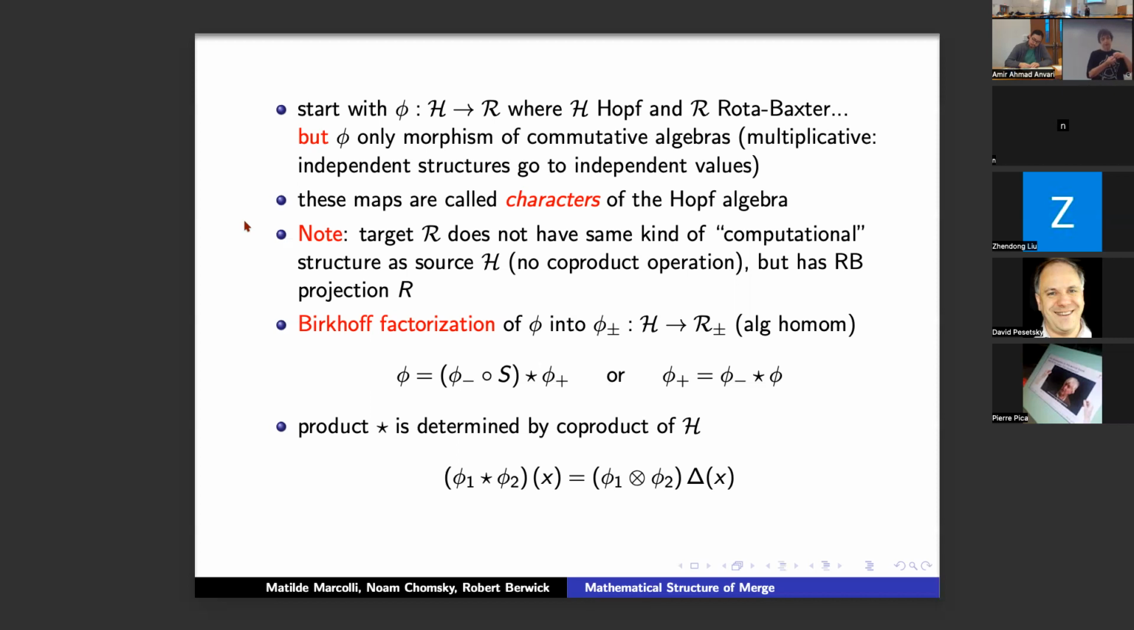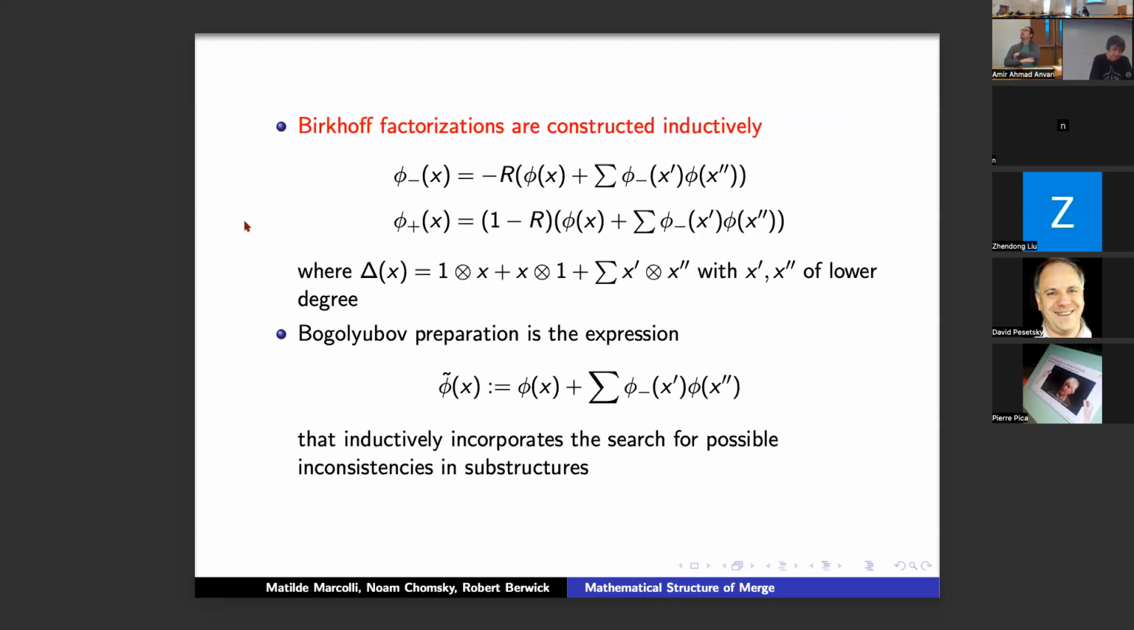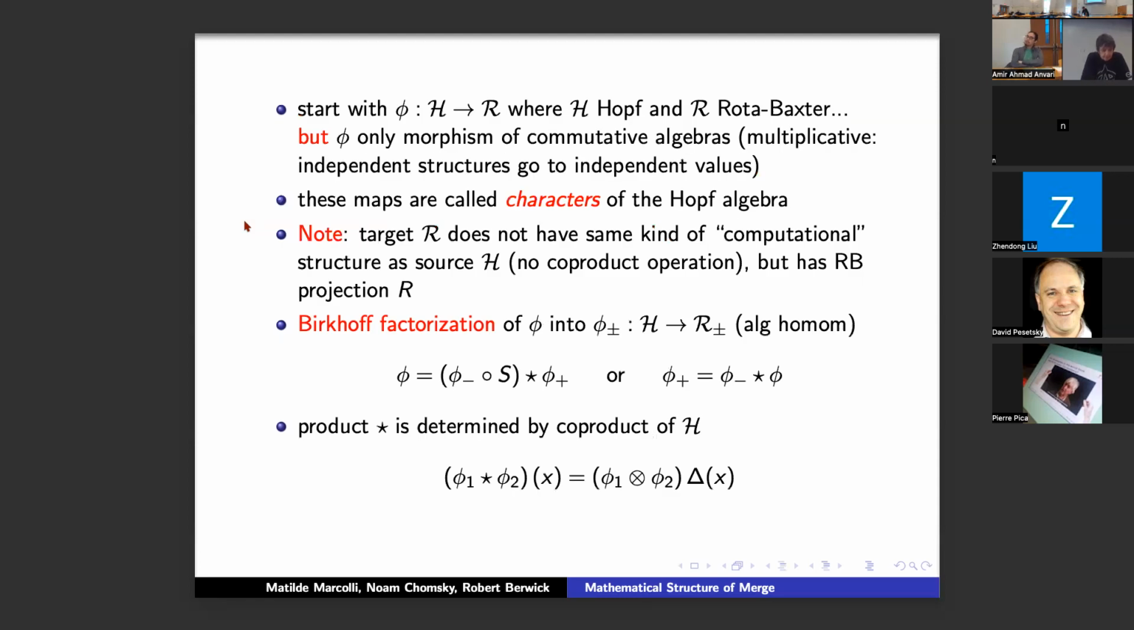You have a map and you want to split it into two parts. This product means that when you take a coproduct in your algebra, this map is really one map acting on one side of the coproduct and the other map acting on the other side. Okay, so why all these things? Because you can actually prove, this is a mathematical fact, that you can always construct one if I give you a character of my algebra, and this character has values in a Rota-Baxter algebra.